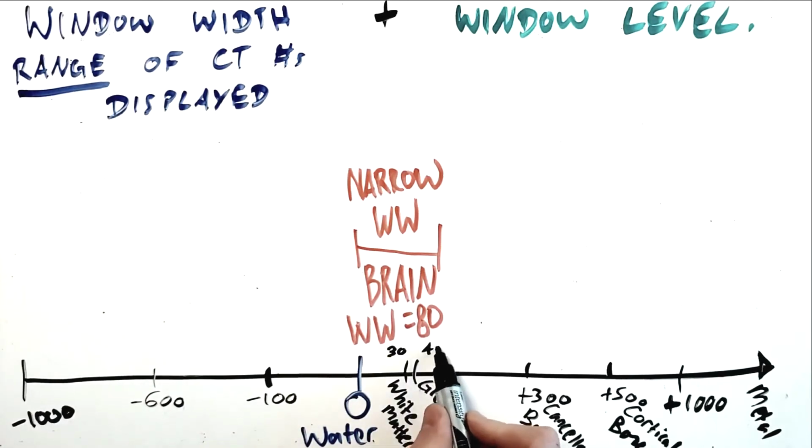So we use a narrow window width to designate a gray value between black and white to every voxel in that very narrow range, meaning that all the tissues of the brain get their own gray value and we can differentiate between them.